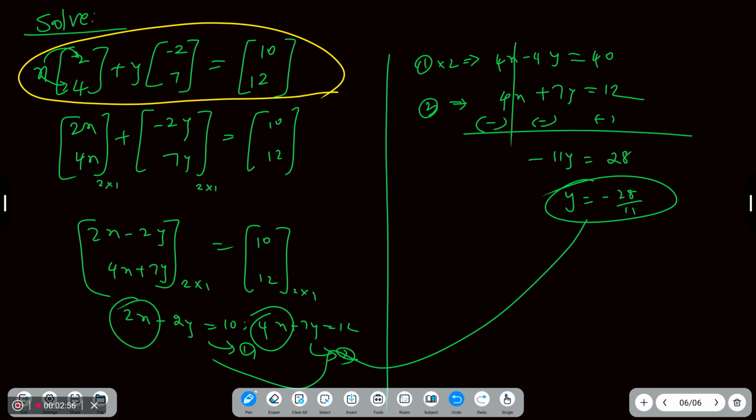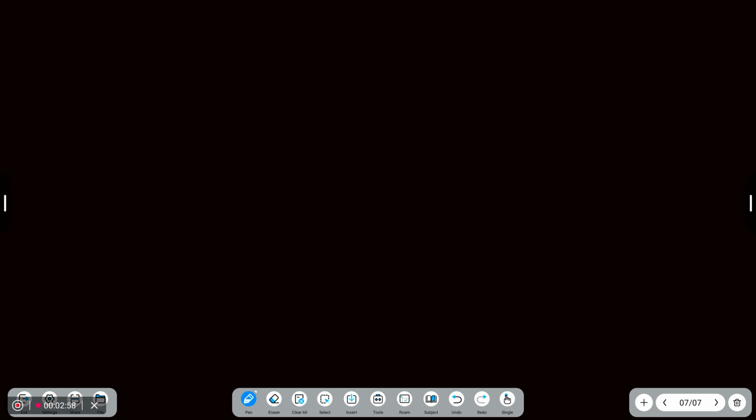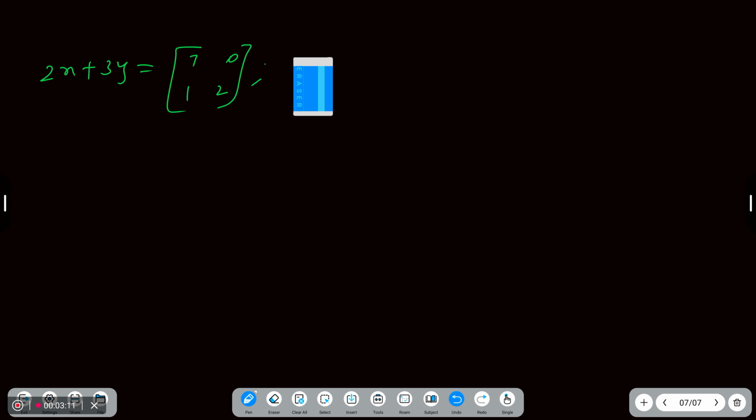Next. See, in the same chapter also, 2x plus 3y is equal to a matrix they will give instead of a constant: 7, 0, 1, 2. One more equation: 3x minus y is equal to 2, 3, 0, 4. Okay, this is type 2. They will ask to solve. Like this also they will be asking.